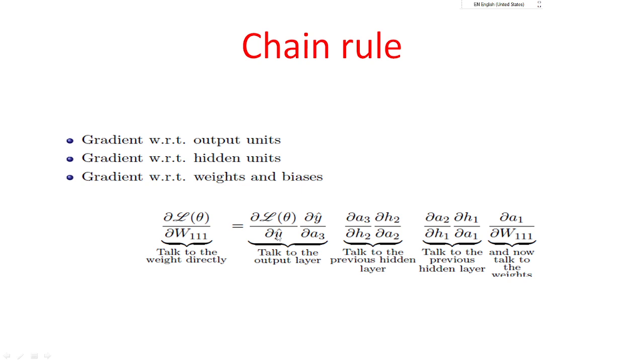So y cap represents the output layer, y cap A3. Assume that you have three layers: first hidden layer, second hidden layer, and the output. A3, 3 refers to the output layer, 2 refers to the second hidden layer, and 1 refers to the first hidden layer. First you talk to the output layer, so y cap, then A3, then A3 to H2, H2 to A2. This is the previous hidden layer. Then the previous hidden layer, A2, H1, A1. So A1, then W11. This is how you reach the weights. This is called backpropagation using the chain rule. First you do the forward propagation, then you back propagate the error.